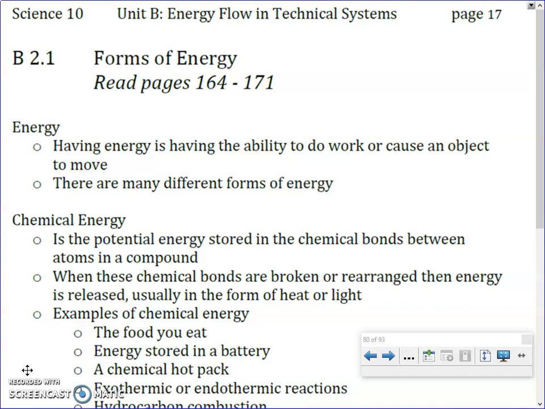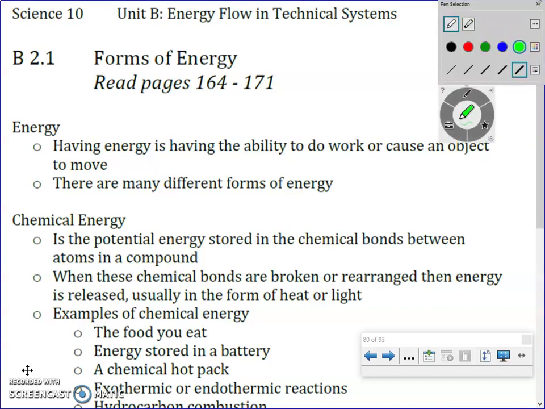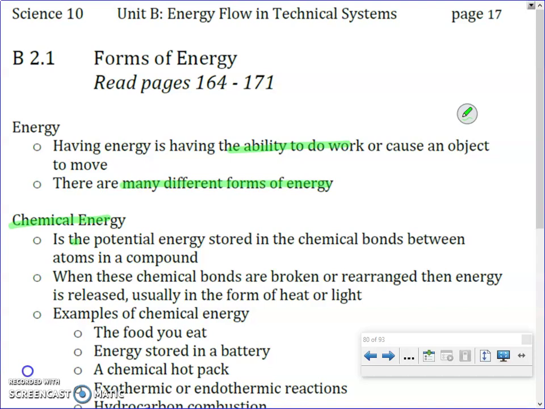Having energy is having the ability to do work or cause an object to move. There are many different forms of energy. So let's start with chemical energy. That's what we call the potential energy stored in the chemical bonds between atoms in a compound. When the chemical bonds are broken or rearranged, energy is generally released in the form of heat or light.